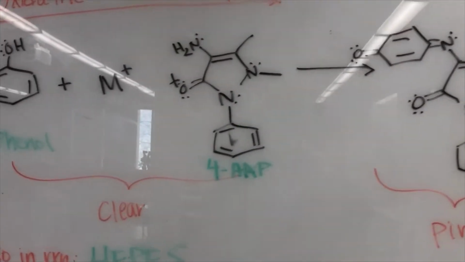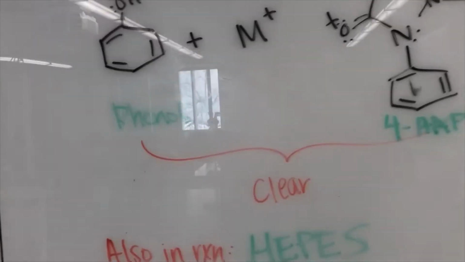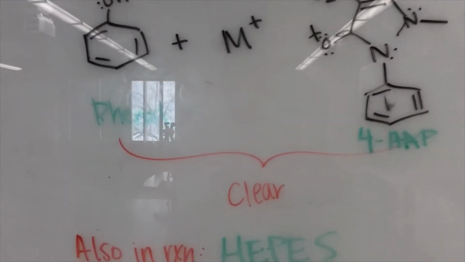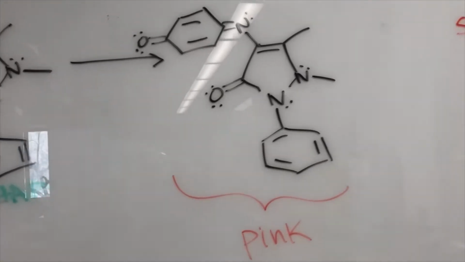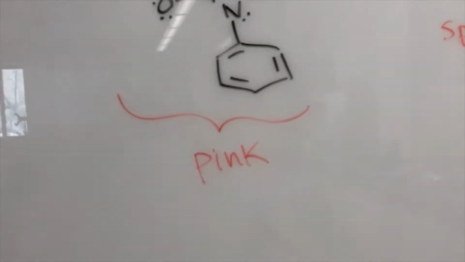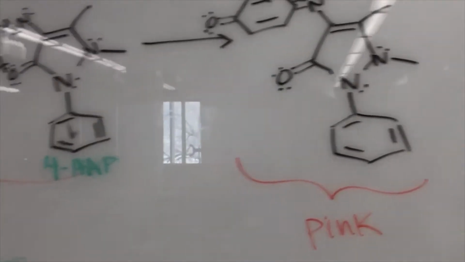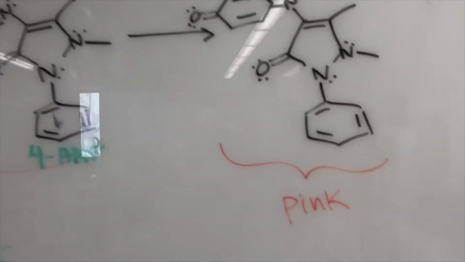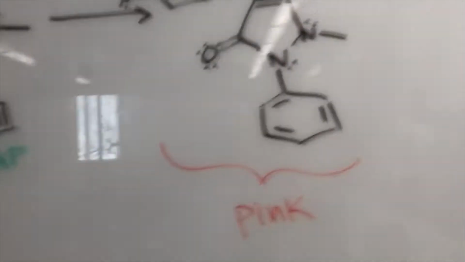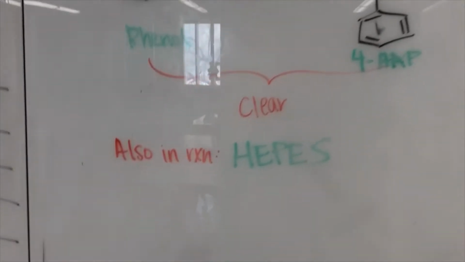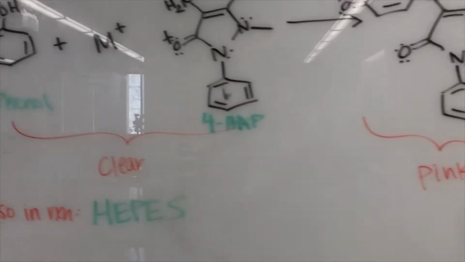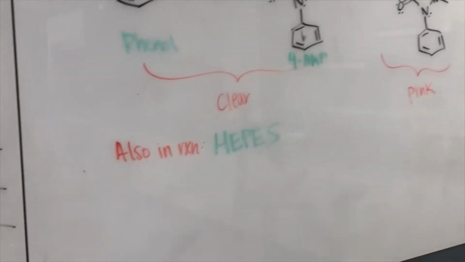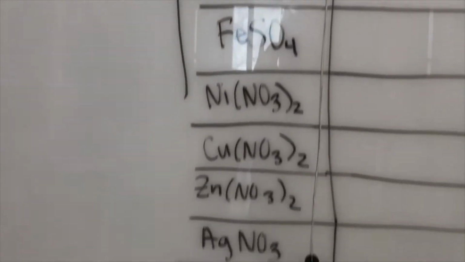On the other hand, if the metal that you use isn't that right specific metal, no reaction will take place, or maybe some other reaction could occur where you'll get a different color, but you don't need to worry about that. We're only focusing on this reaction where the product is a pink color. Also in this reaction is this buffer solution, HEPES. You don't need to worry too much about that. But what we're going to do is mix up phenyl, 4-AAP, and that HEPES buffer solution, and we're going to add these various metals.